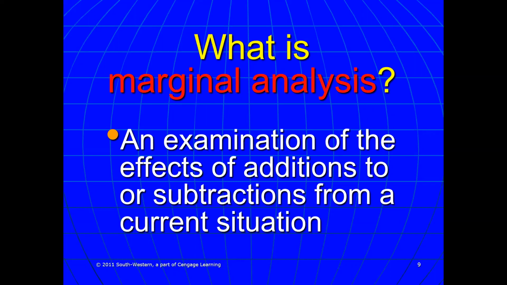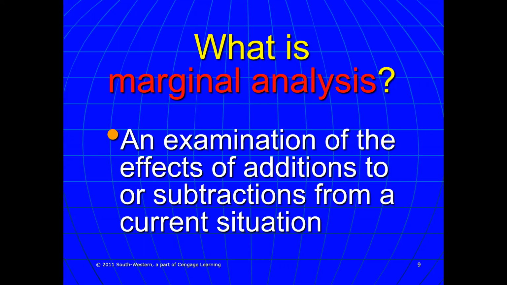Another thing that economists say plays a role in our decision making is thinking at the margin. You might remember from grade school, your teacher might have told you not to write on the margin, the very, very edge of your paper, right? Well, thinking at the margin is kind of like that. We're looking at the costs and benefits of the edge, so to speak, one more additional unit. Textbook definition is we're looking at the additions or subtractions from a current situation.